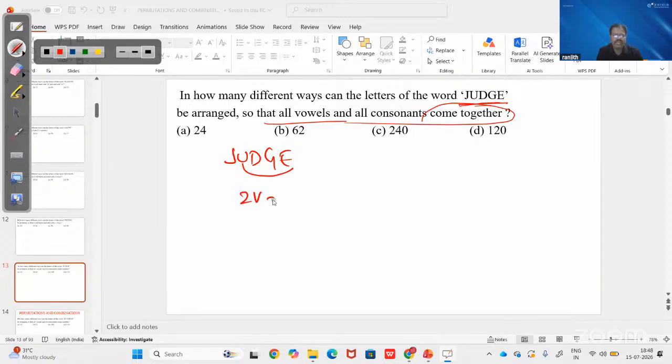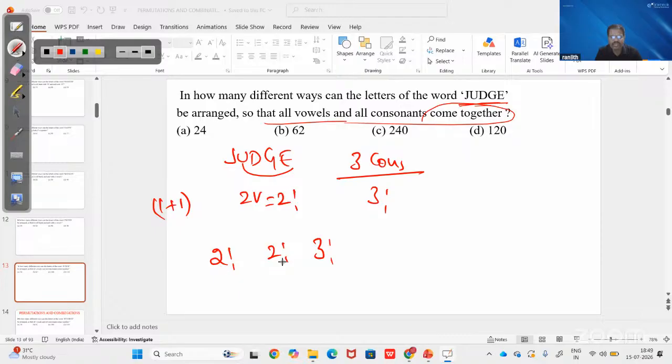2 vowels can be arranged in 2 factorial ways. 3 consonants can be arranged in 3 factorial ways. In between 2 factorial and 3 factorial, what do we need to place? All vowels will be 1, all consonants is also 1. 1 plus 1 equals 2 factorial. So 2 factorial, 2 factorial, 3 factorial. In between them, do we need to place plus or multiplication? We need to discuss this one.